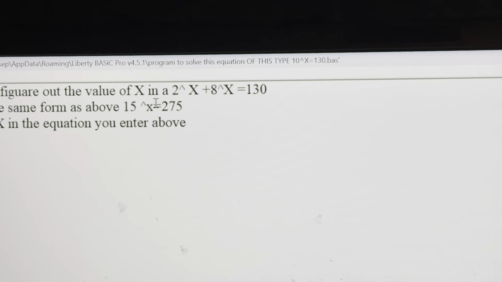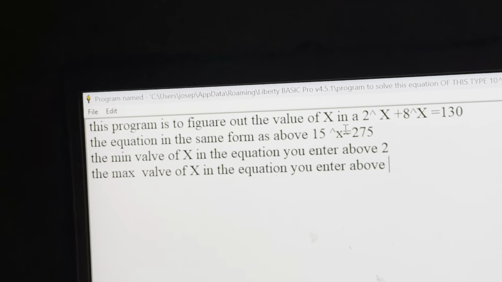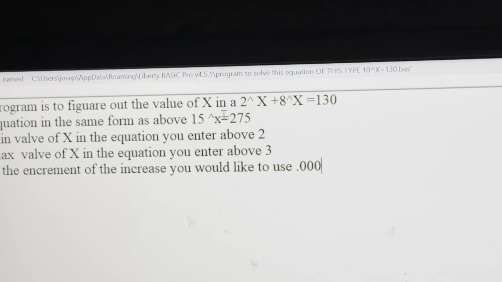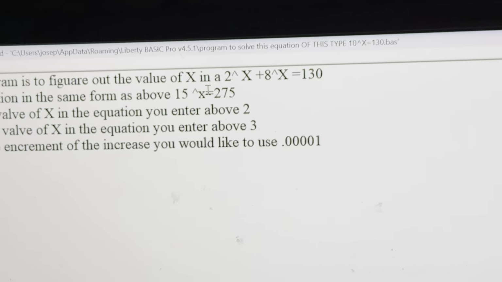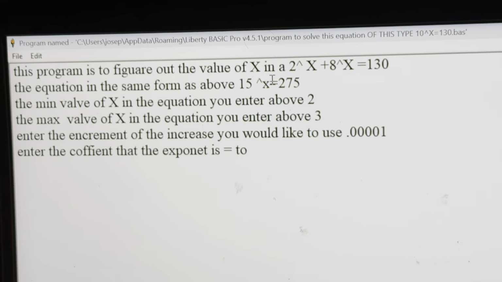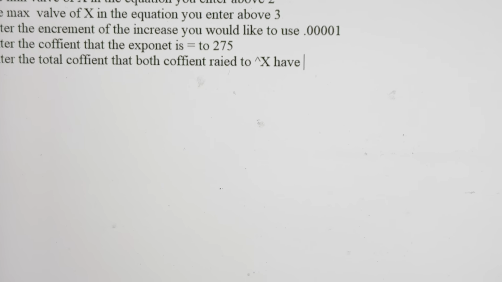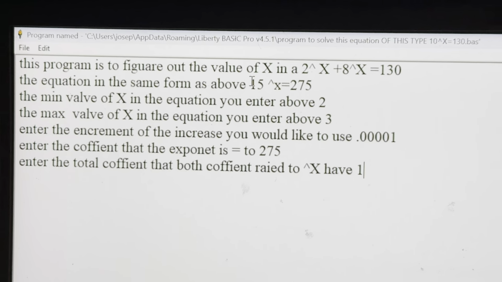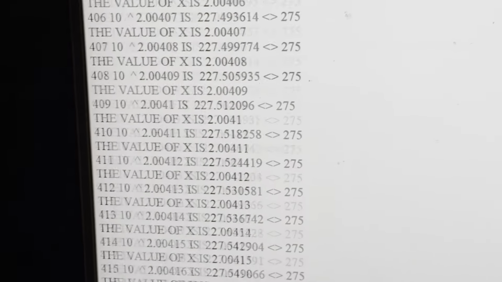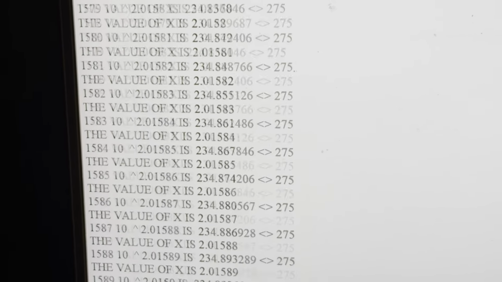The minimum value is 2. The maximum value is 3. The increment would be 0.00001. Enter the coefficient, which equals 275. Here's the coefficient value. So it's going to get an answer. It's increasing by 0.0001.